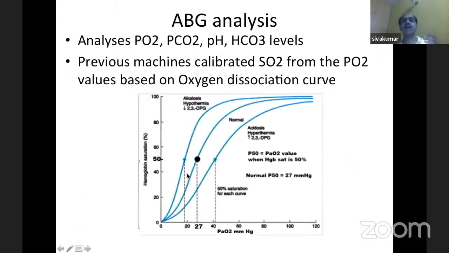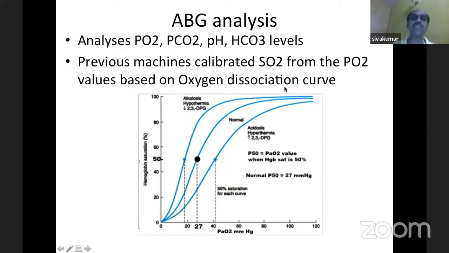Let us go over the previous method of assessing. What I showed you now, the co-oximeter, is the current method of analysis of percentage saturation. Previously, a blood gas derived analysis used to be done. So what is a blood gas? This is the oxygen hemoglobin dissociation curve. We know that oxygen will keep on being given off from the descending limb, and the ABG machine will find out the PO2, and from the PO2 we will derive the saturation. So the previous machines were calibrating saturation from PO2 based on the oxygen dissociation curve.